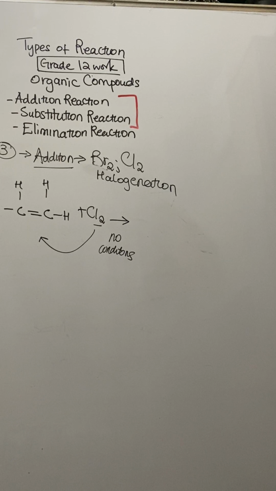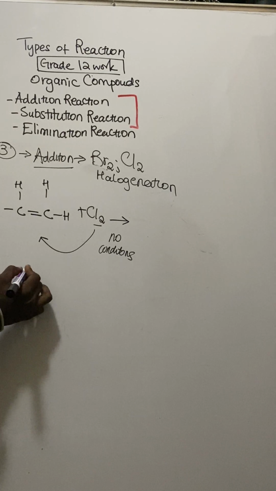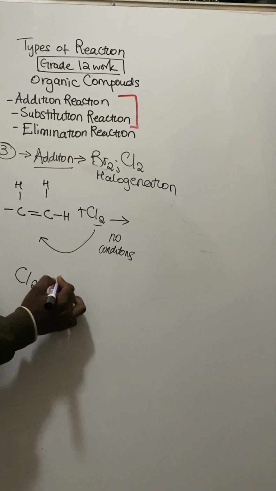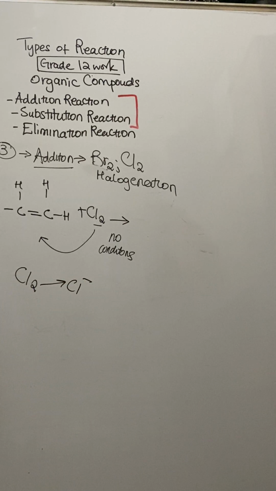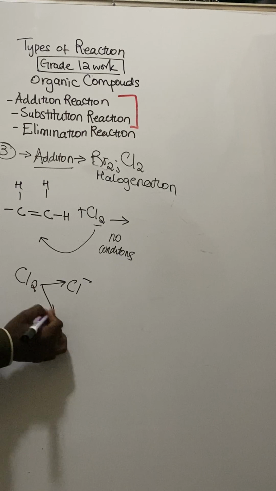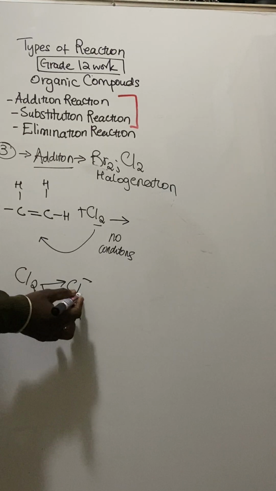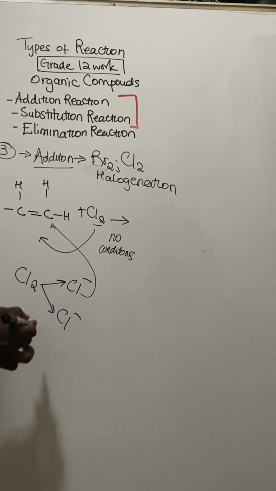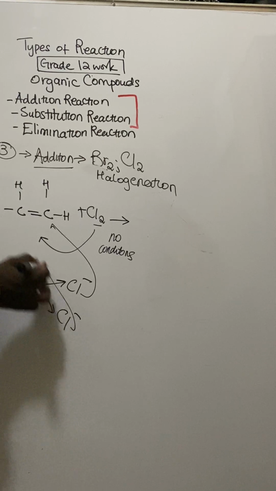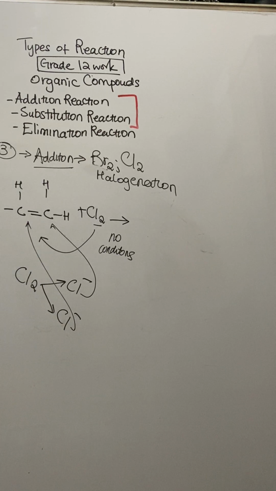So now what's going to happen? Reminder, we have Cl2. The Cl-Cl bond is going to break, and one chlorine atom will go to this carbon atom, and the other one will go to the other carbon atom.